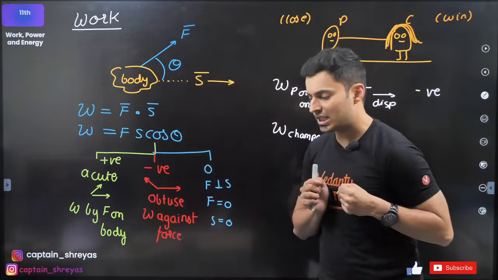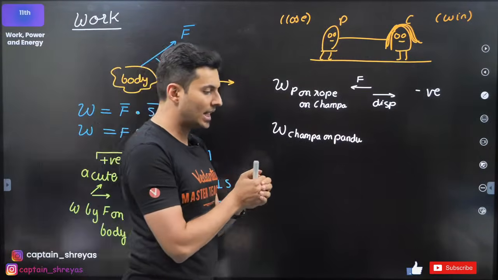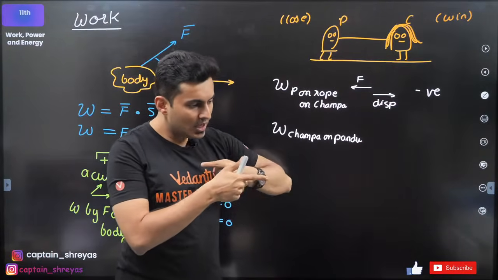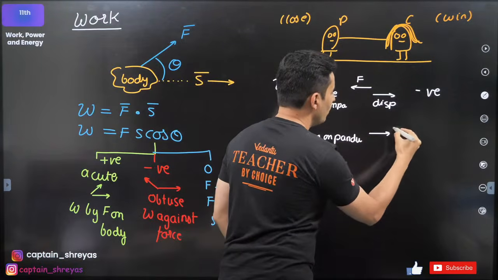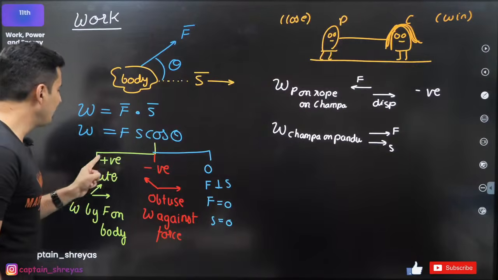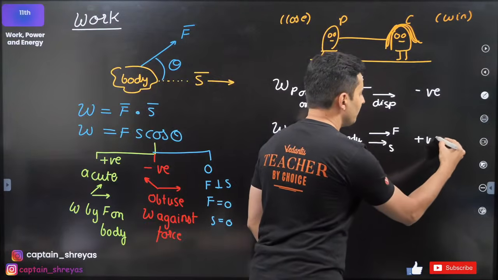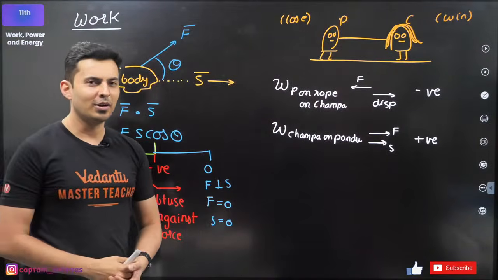Champa is going like this. Pandu is getting pulled. He is the loser. Remember, he's getting pulled like this. He's losing it. So Pandu's displacement is like this. On him, the force is also exactly the same way. On Pandu, force and Pandu's displacement are in the same direction. Obviously, if it is an acute angle, the work done must be positive.